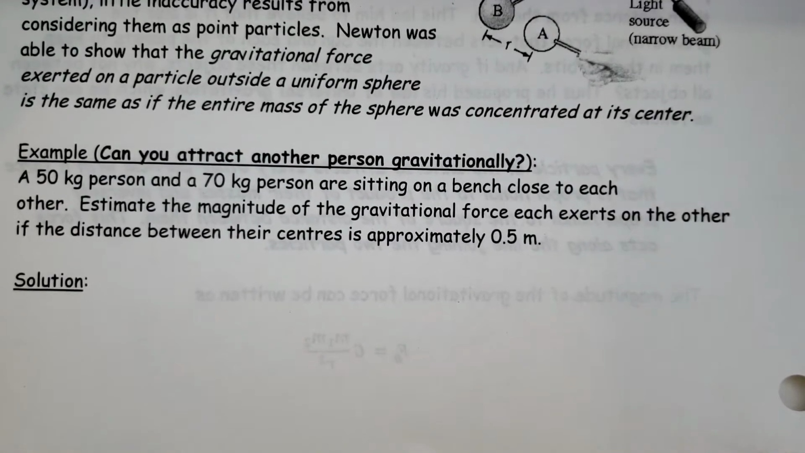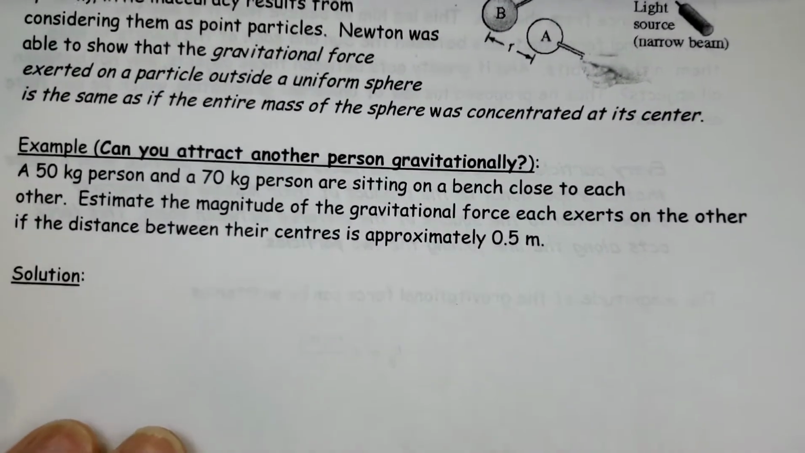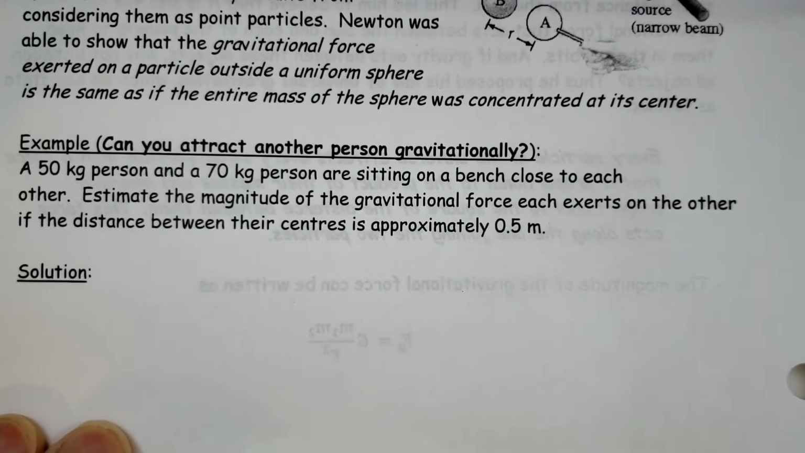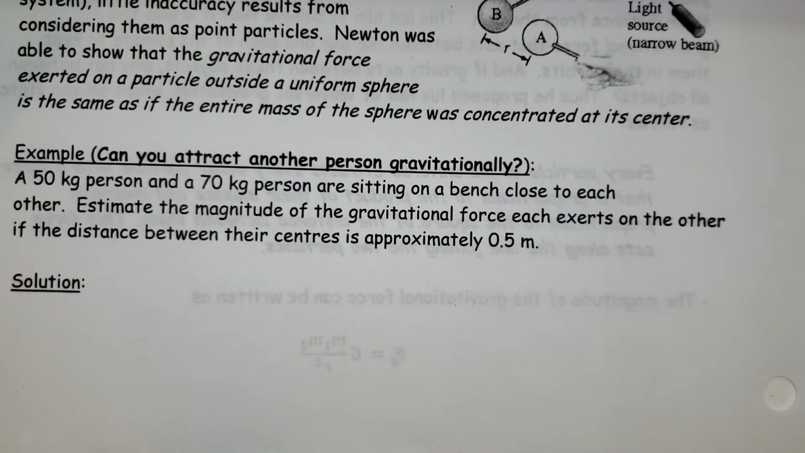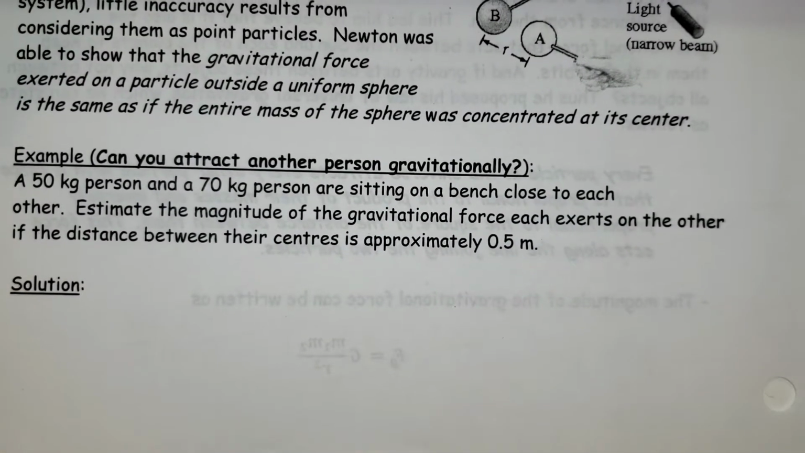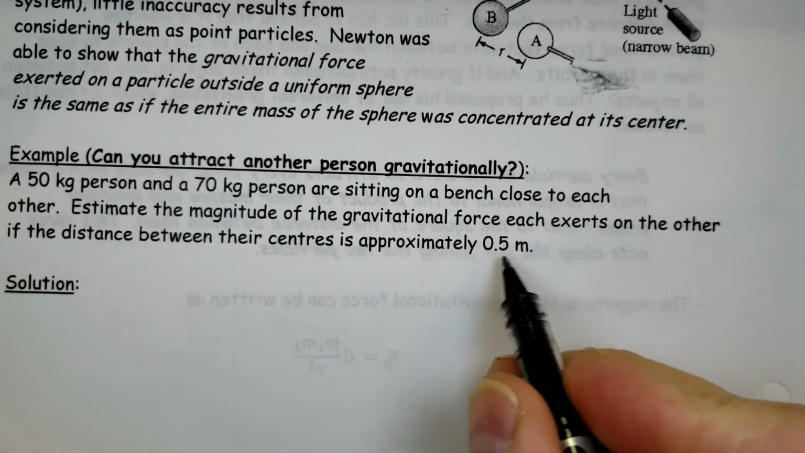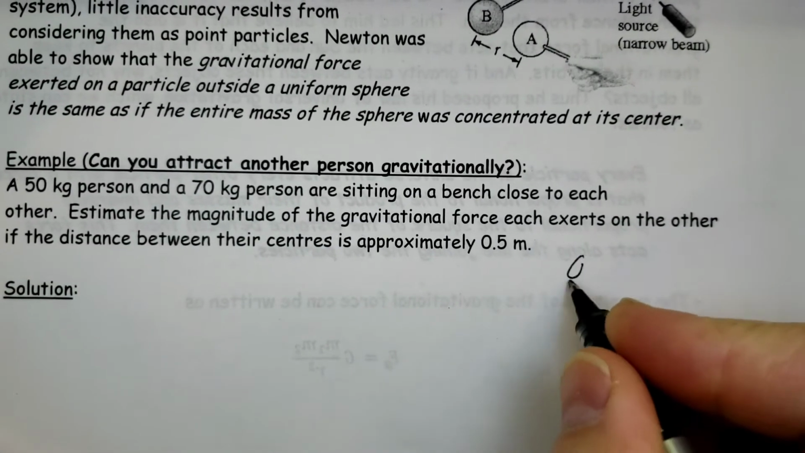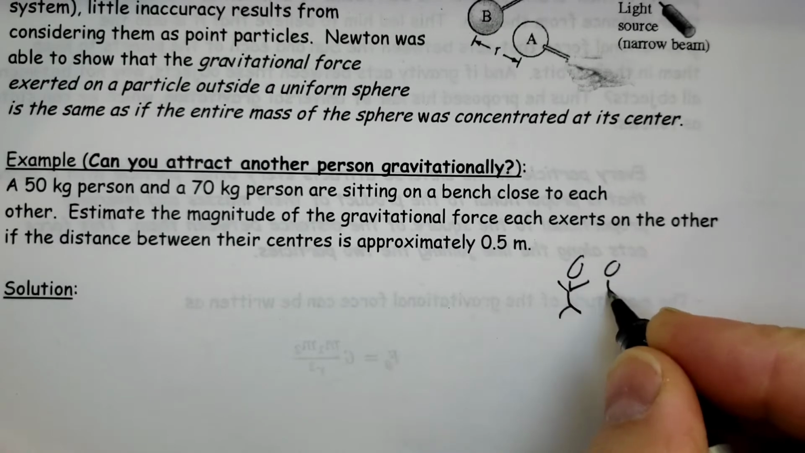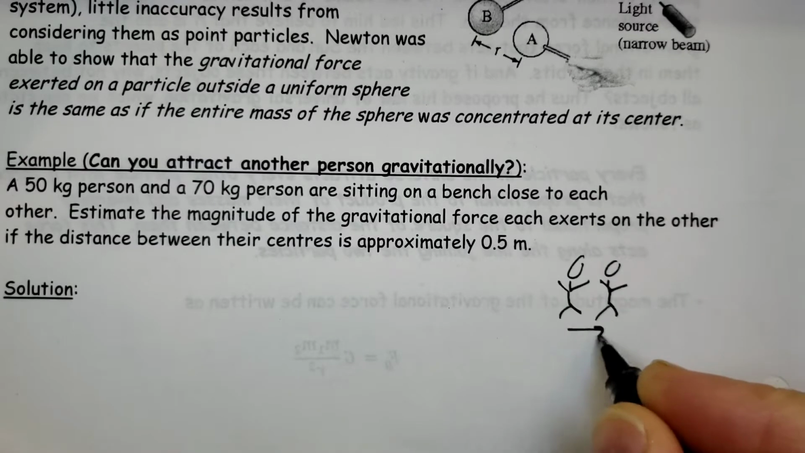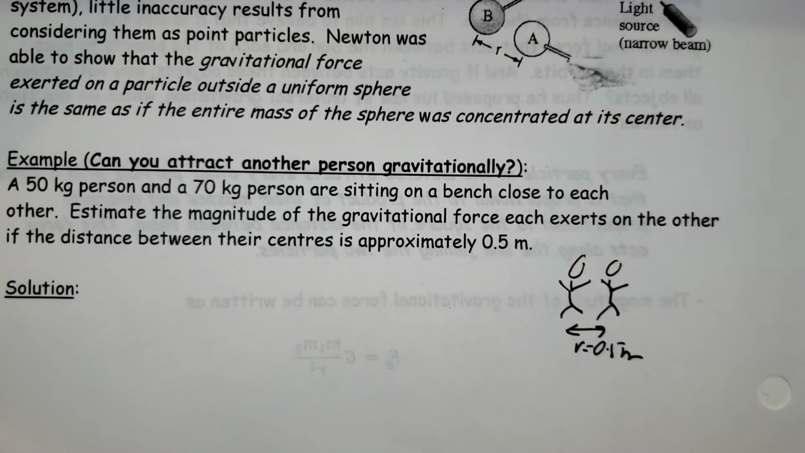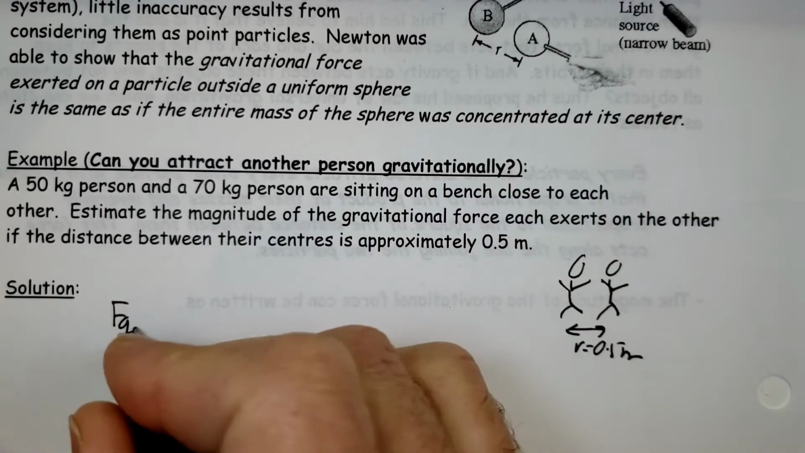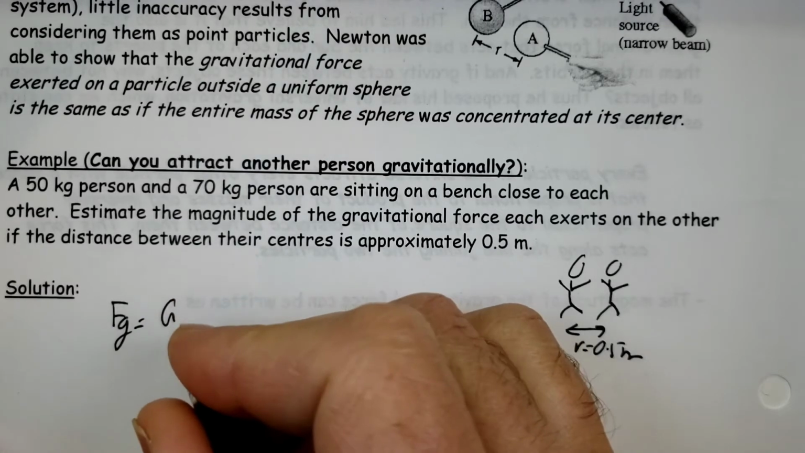So let's look at this last example here. Can you attract another person gravitationally? A 50 kg person and a 70 kg person are sitting on a bench close to each other. Estimate the gravitational force if they are approximately half a meter apart. So it's like we're having two people sitting on a bench. The radius of separation from their centers is 0.5 meters, and we know the mass of each. So we could actually figure out, finally, the force of attraction.